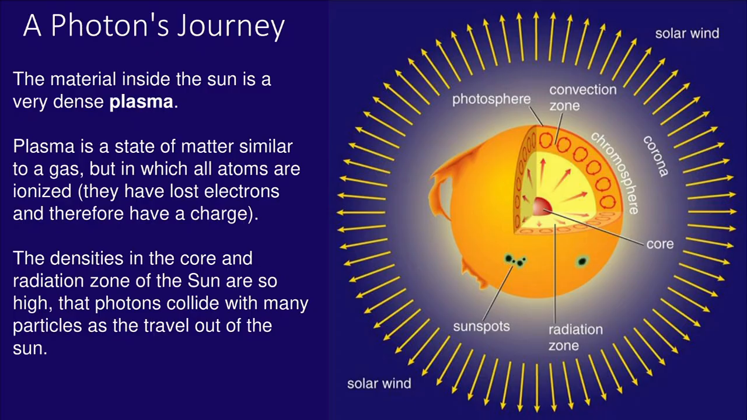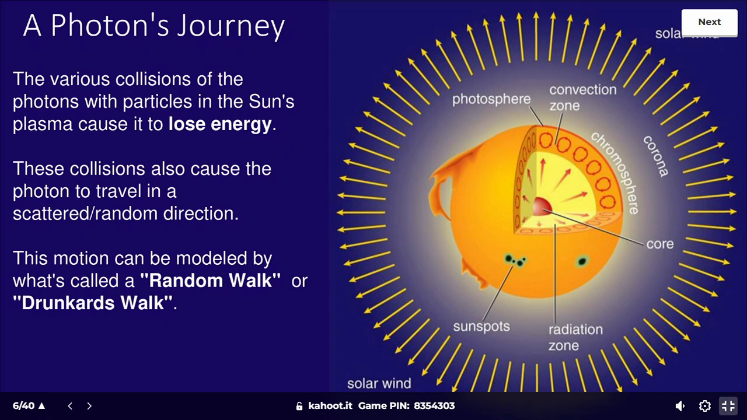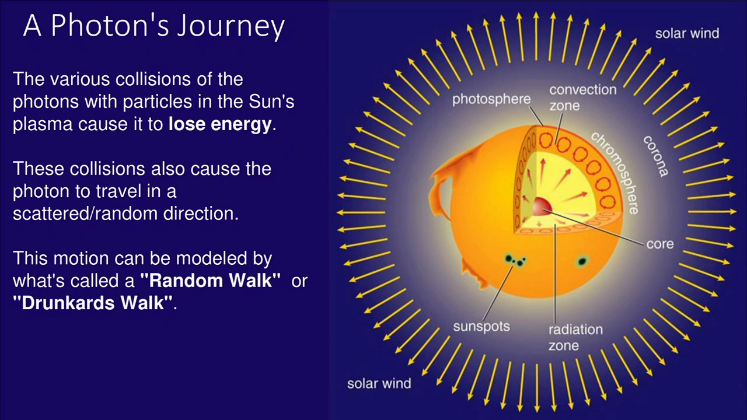And so a photon that's generated in the core is not just going to freely pass all the way through the layers of the sun. It's going to take a lot of time to get out. Each time a photon interacts with a proton or an electron, it's going to lose energy. And not only is it going to lose energy, but the direction that it's traveling is going to change.